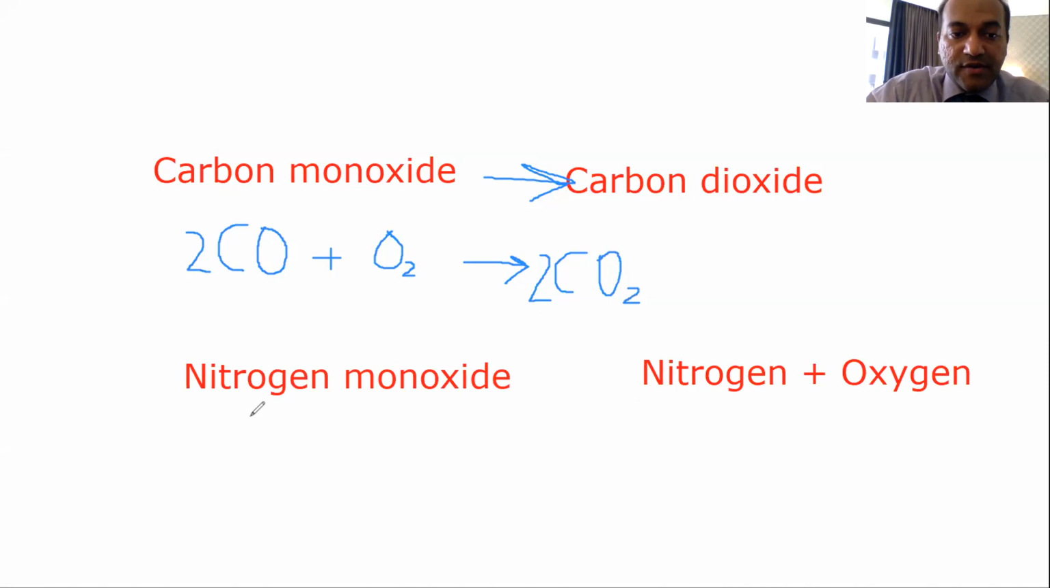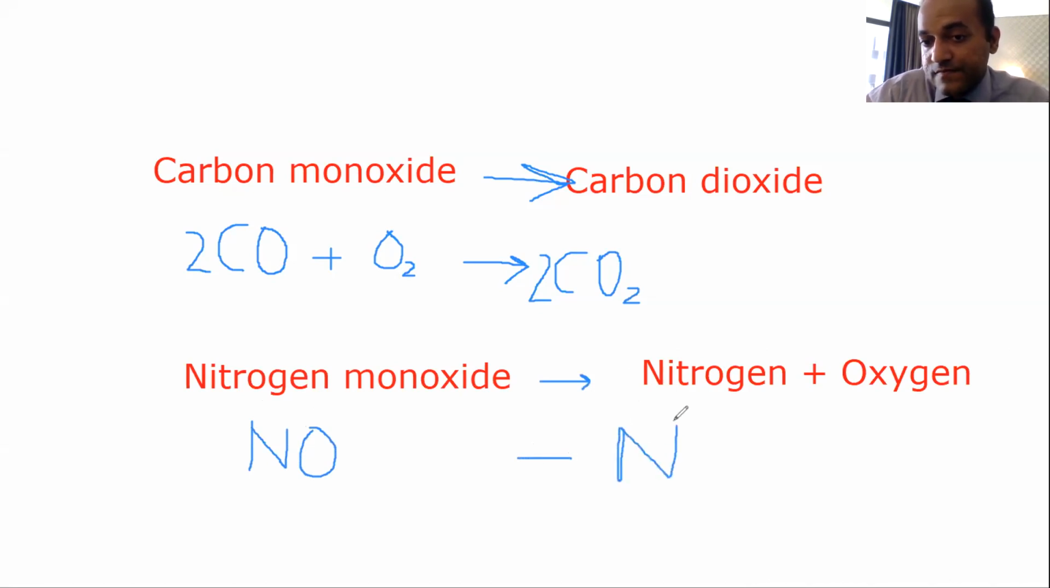Same, you have nitrogen monoxide, and then same here. So you know nitrogen, so just write N2, oxygen O2. All right, so to balance, you put a 2 in front. Finish. That's all. You don't need to memorize, guys.